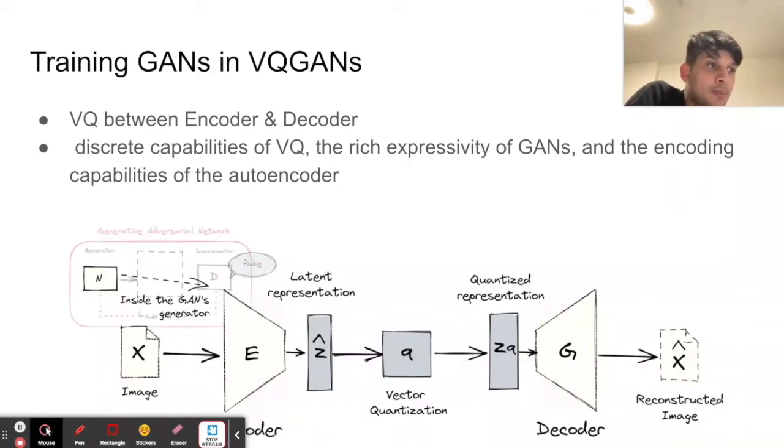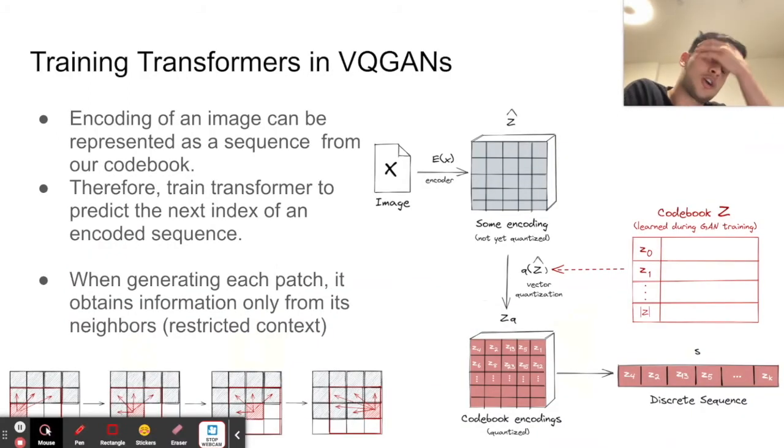When put together, we obtain the discrete capabilities of VQ, the rich expressivity of GANs, and the encoding capabilities of the encoder. This allows us to obtain richer and more distinct visual parts than a standard convolutional neural network. Now let's talk about the transformers.